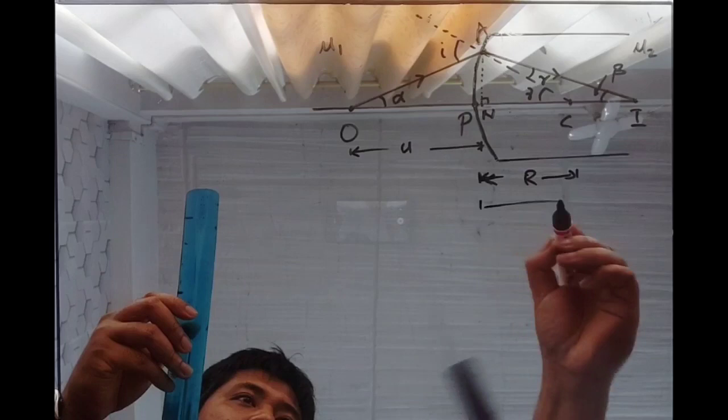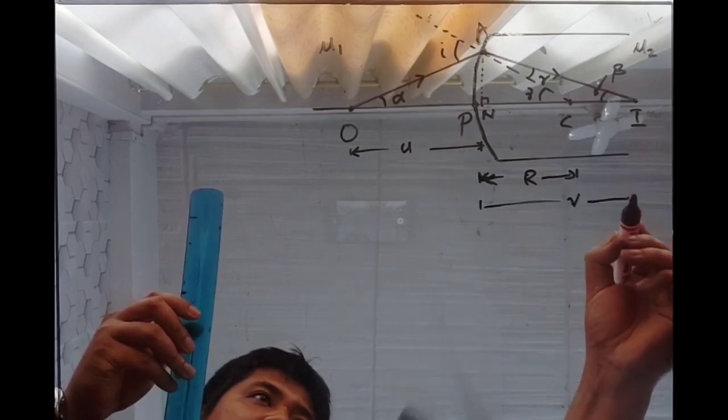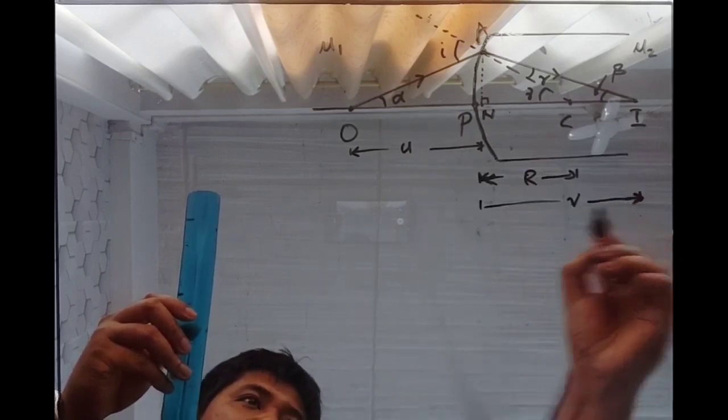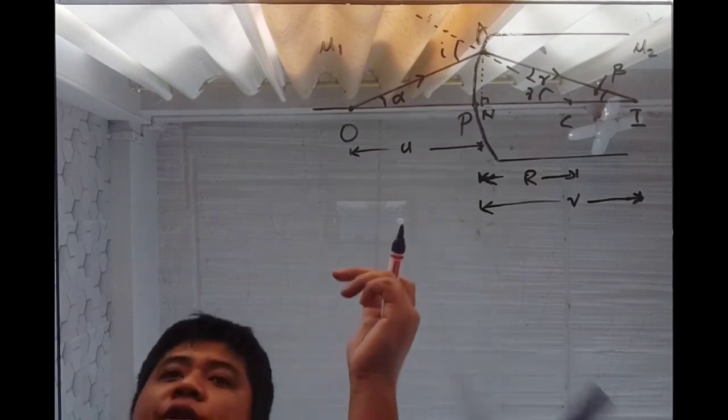And this will be V, the distance of the image. Okay. So let me start with Snell's law.